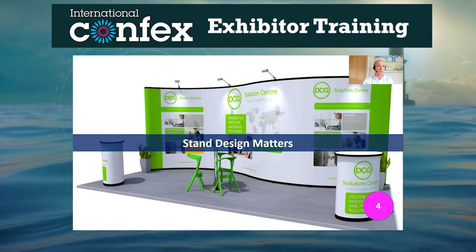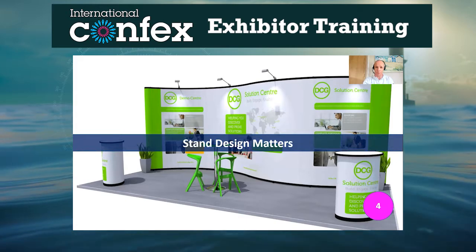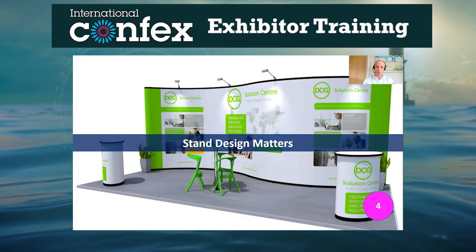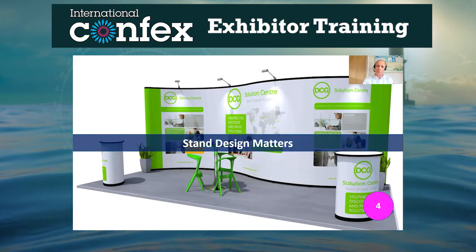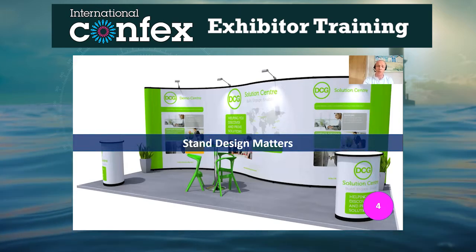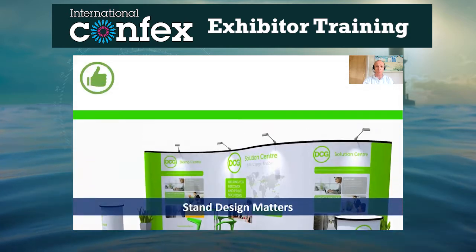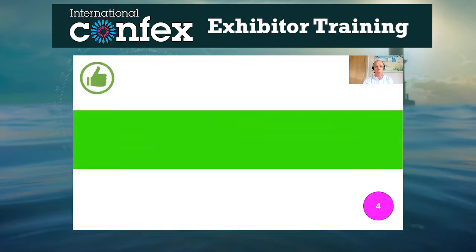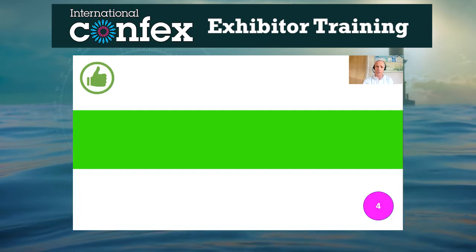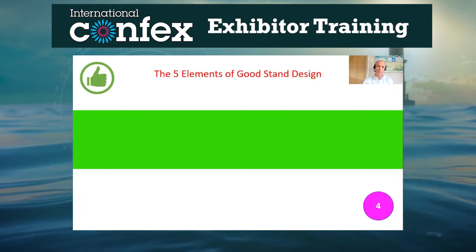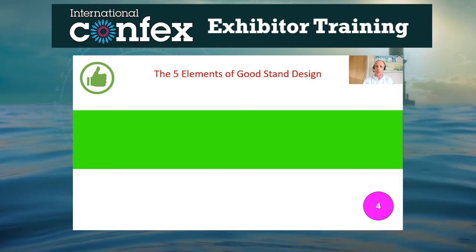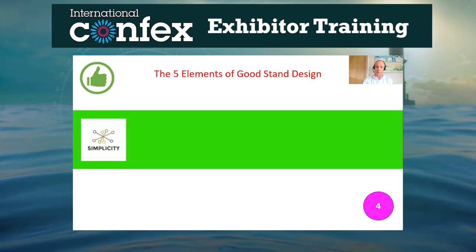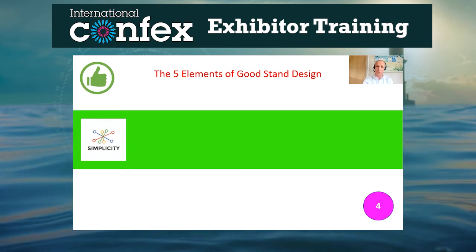It doesn't mean we have to have the biggest stand of the show or the most impressive stand of the show, but the design that we use and the functionality and practicality of what we do at an exhibition really, really does matter. And when it comes to stand design, there are 5 key areas of good stand design. I'm going to go through these individually, but just to look at them, the 5 elements of what makes good stand design. The first one we talk about is simplicity. It's about keeping it simple. And like I say, we're going to talk about these individually over the next couple of slides.